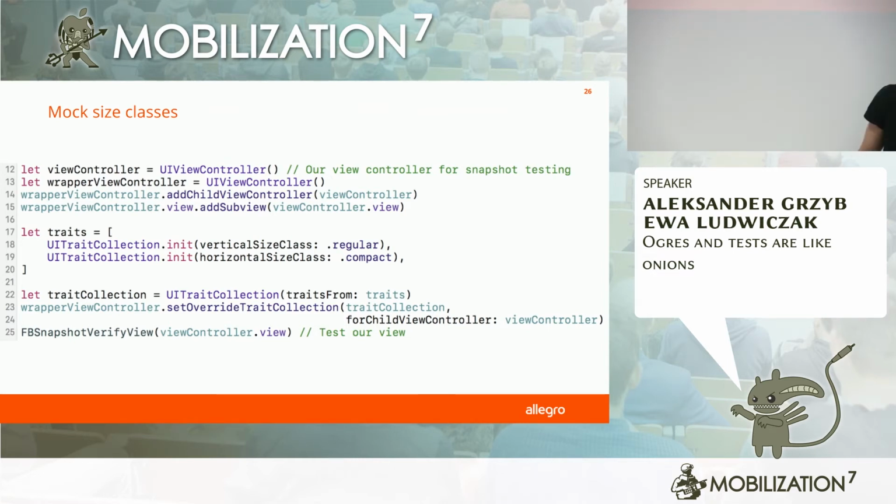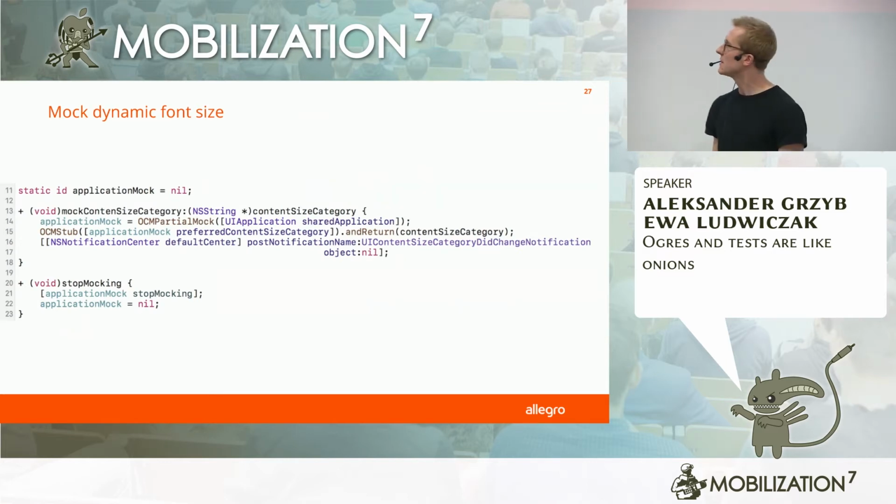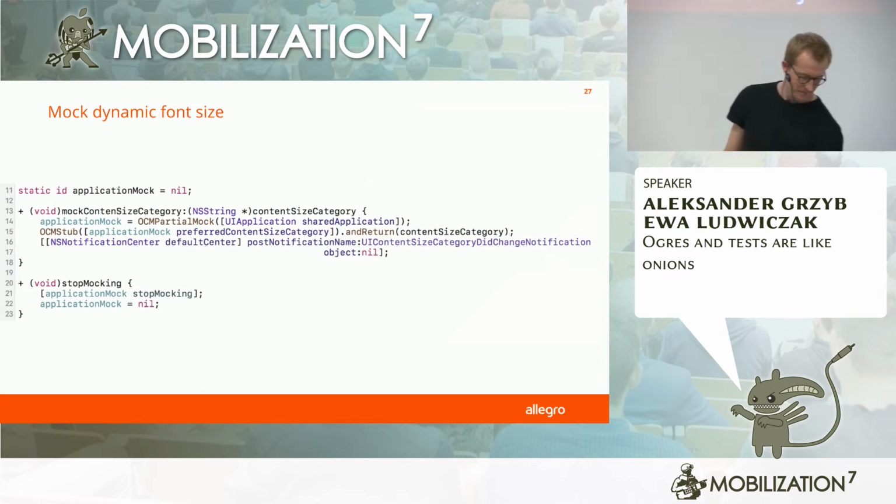To mock dynamic font size, it's a little bit complicated because in our approach, we are using dynamic features of Objective-C and the OCMock library. So we're stubbing the UIApplication mock, and we are stubbing the preferredContentSizeCategory method, and we are returning the dynamic type size that we want to test against.